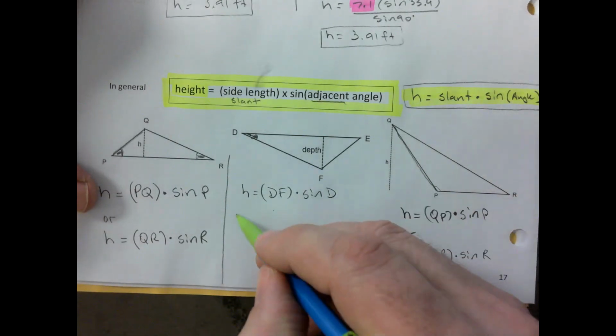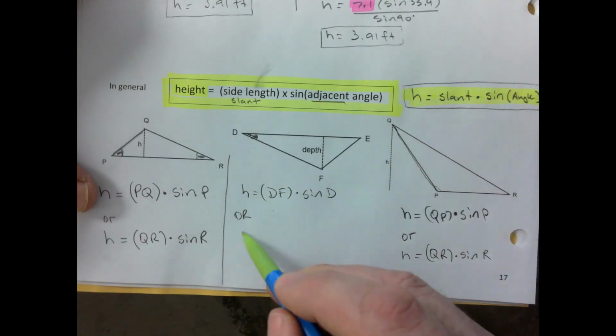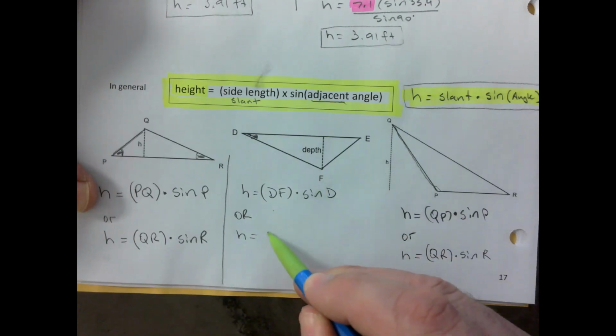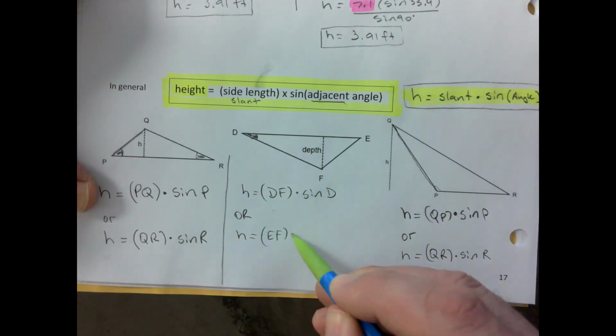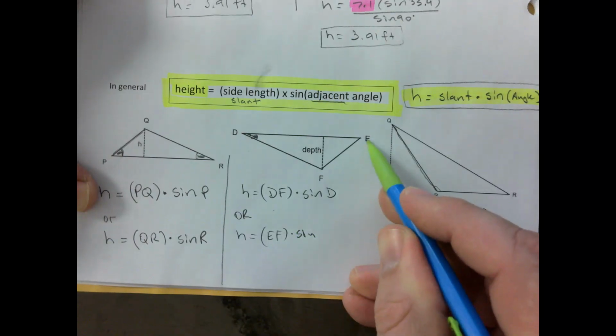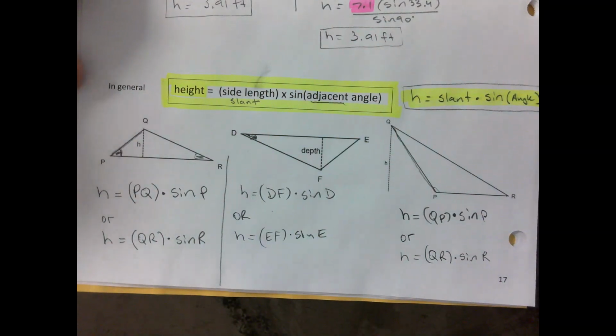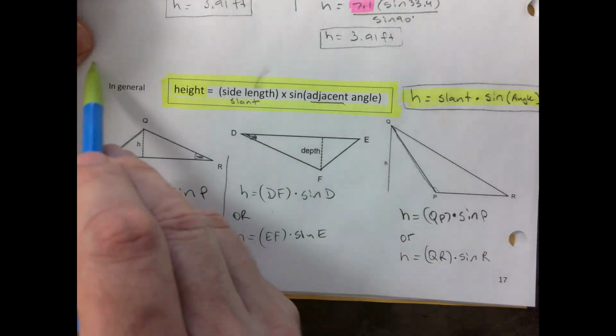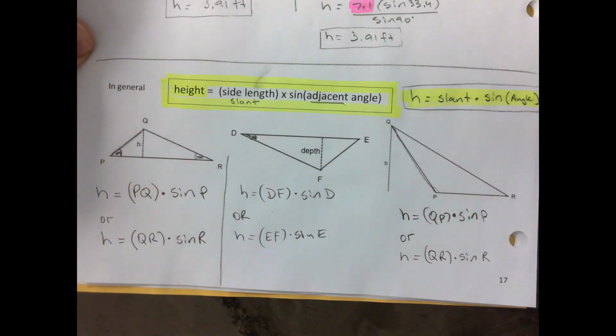Is this going to throw you off if there's no sine of 90 here? I'm just going to do this just in case: EF times sine of E, if you need a sine of 90 there. So this part right here is what this short lesson is all about. It's just really coming down to this.